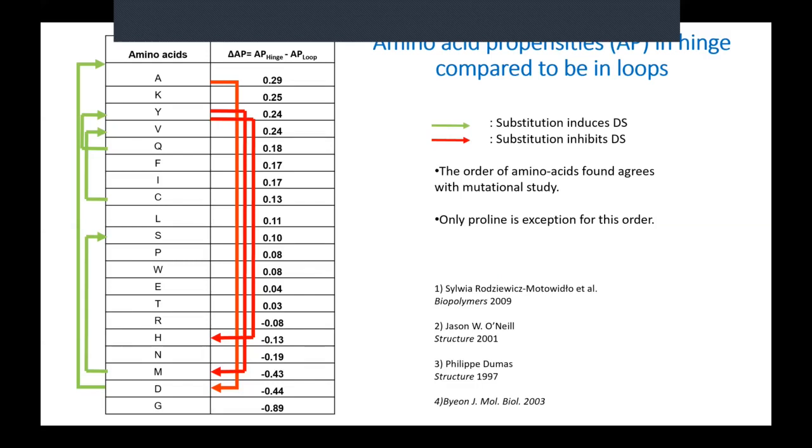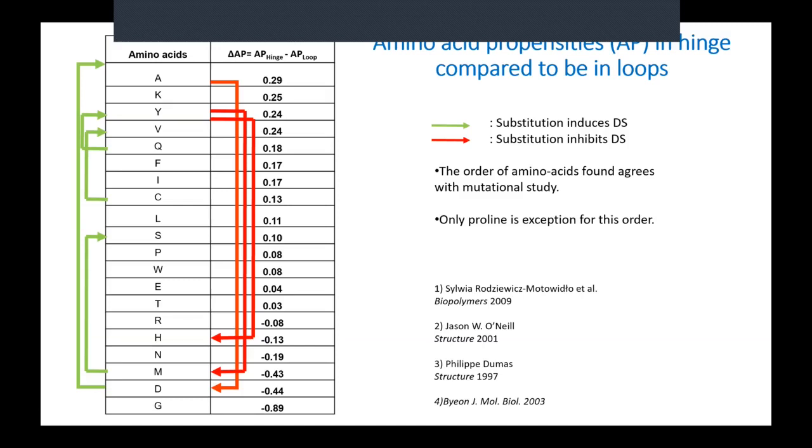Hinge regions are mostly loops. Then why do certain loops act as hinges and not the rest? Hence we decided to check amino acid propensities for both hinges and loops. We observed certain amino acids like alanine are more frequently present in hinges compared to loops, whereas some amino acids like aspartate are more prevalent in loops than hinge regions.